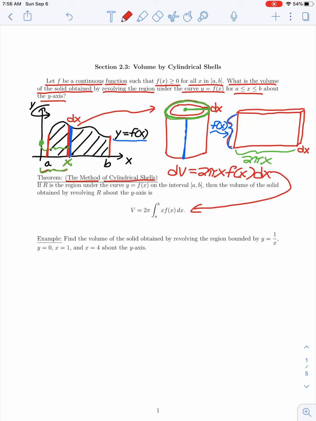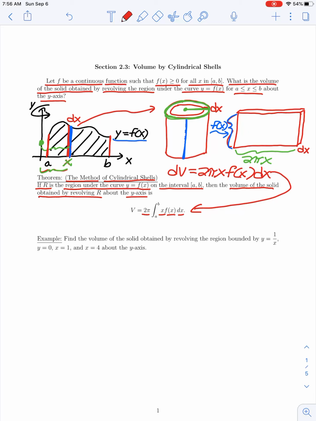So to make this a little more precise, let's state it as follows. If R is the region under the curve y equals f of x on the x interval from a to b, then the volume of the solid obtained by revolving that region R about the y-axis is given by the integral from x equals a to b of 2 pi times x times f of x dx. And of course, that constant 2 pi I can bring out in front of my definite integral.